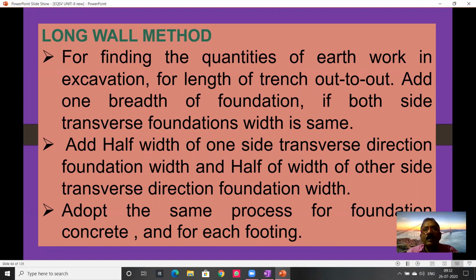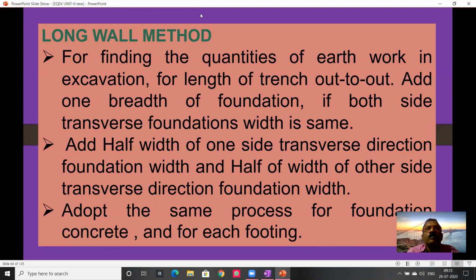In the long walls, we have to find the center to center length of the similar long walls. Then again, you have to find the center to center length of the short walls. Then you have to calculate from the excavation to the superstructure. This is the procedure you have to follow in the long wall and short wall methods.